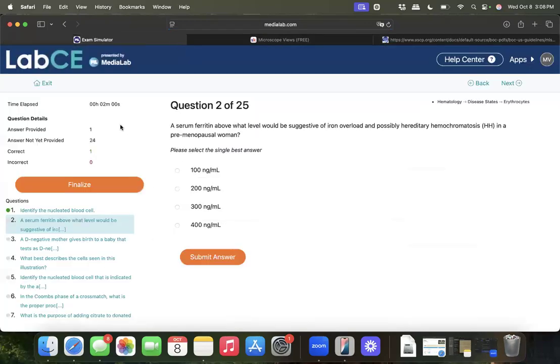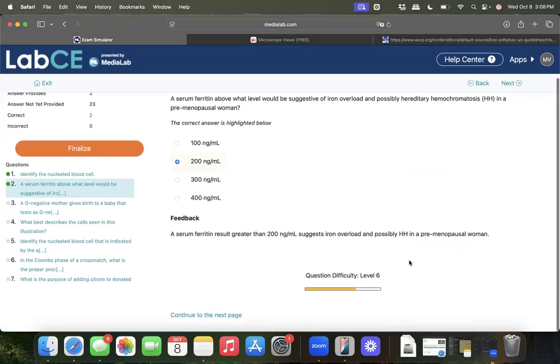Let's go. All right, everyone's saying 200. We can try 200, which is B, and see what it's talking about. Hey, 200 was right. So again, if you don't know, the answer is probably B, and B was the correct answer. A serum ferritin result greater than 200 nanograms per milliliter suggests iron overload and possibly hereditary hemochromatosis in a premenopausal woman. That question difficulty was a level 6.